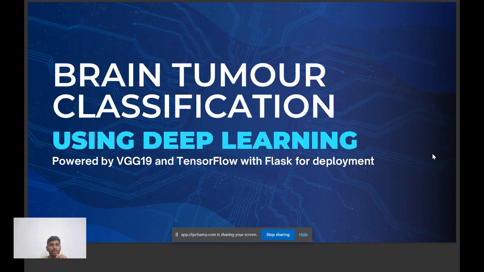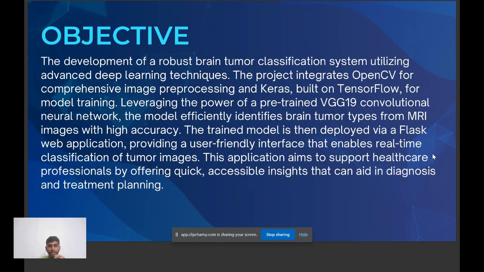Hello everyone. Today I'm here with an interesting project, brain tumor classification using deep learning. We have used VGG19 from CNN, TensorFlow, and for deployment we have used Flask. The main objective is to develop a brain tumor classification using deep learning and various other deep learning techniques. From CNN we have used VGG19 and OpenCV.